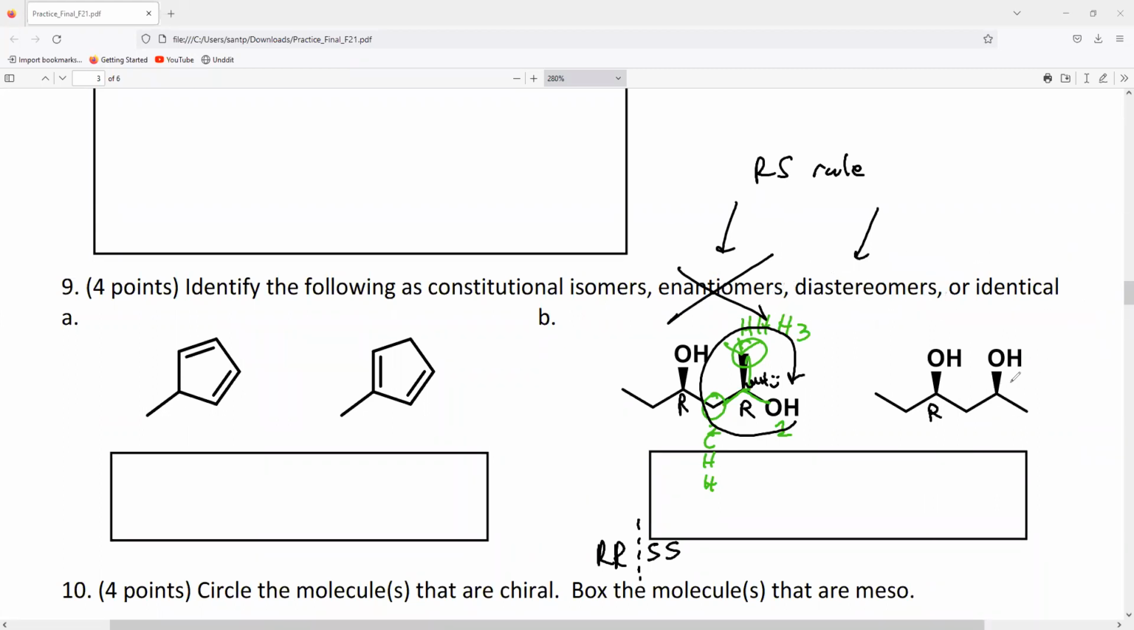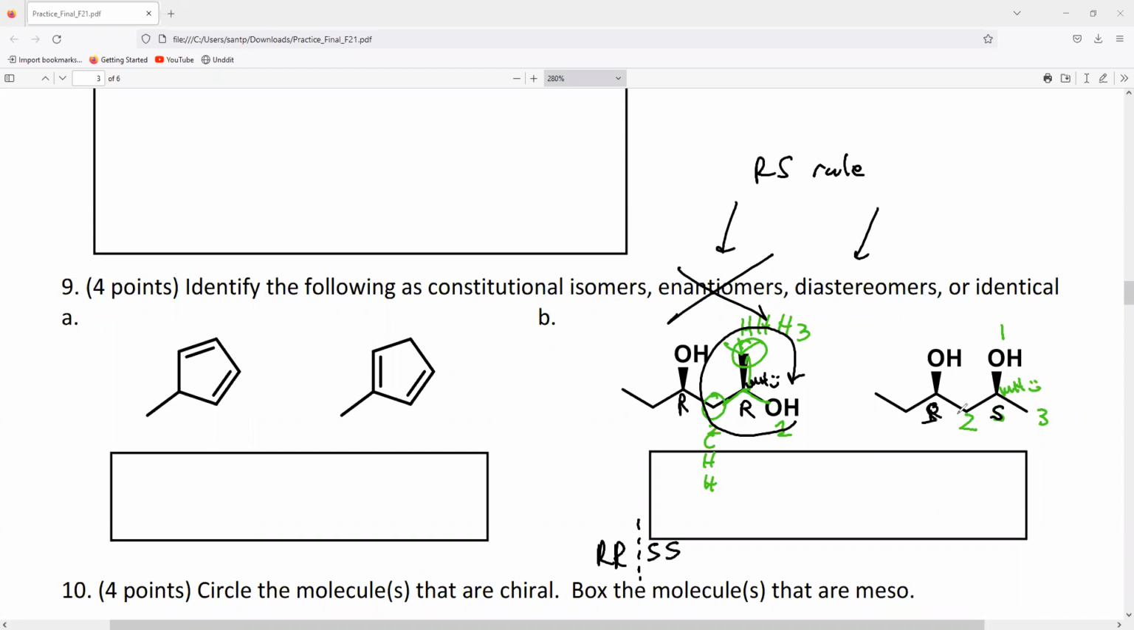I can just do the stereo again. I already did the groundwork. I figured out that OH is 1, CH3 was 3, and this is 2. H is in the back, so no shenanigans. 1 to 2 to 3 does not look clockwise to me. That looks counterclockwise, so this is going to be S. So if I have an RR molecule and an RS molecule, that is a diastereomeric relationship. If this was RR, it would have been identical.